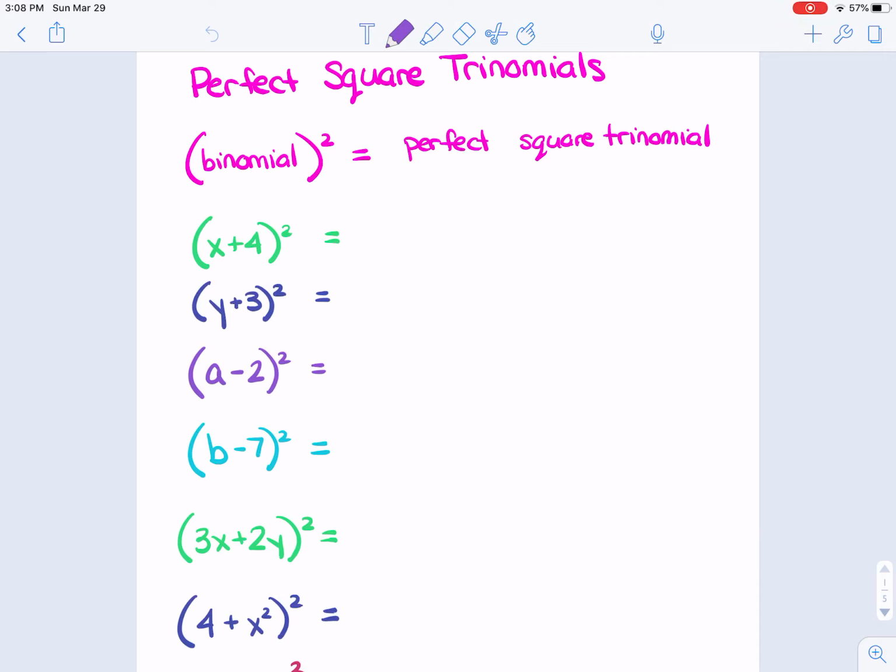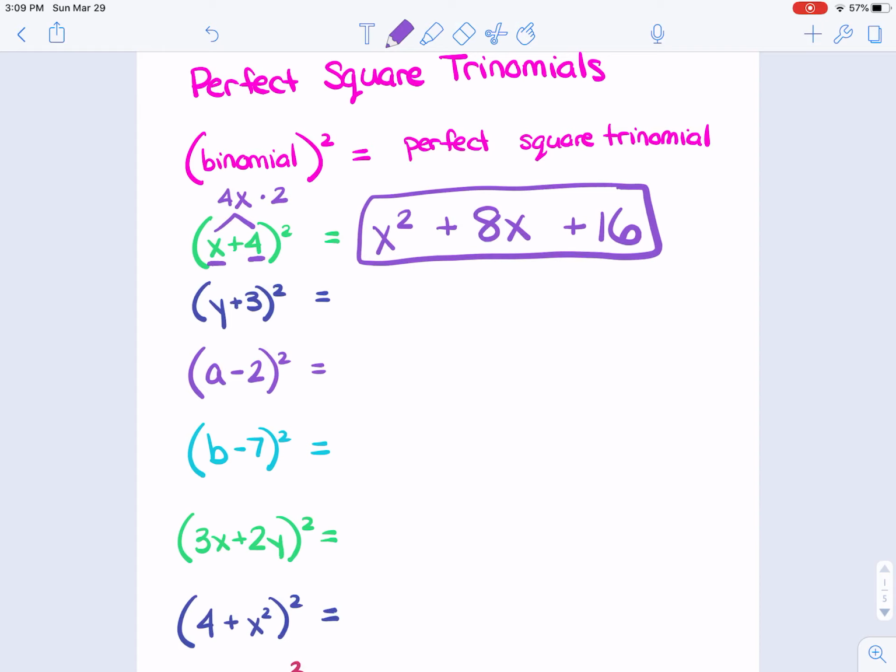So what you're going to do, for the first term, you take the first letter or number, variable, whatever it is, in the binomial, and you square it. That is going to give you your first term. Then you take the second one, and you square that one. So 4 squared gives me 16. That's going to give you your third term. Now for the middle term, you multiply these two together, which gives me 4x. X times 4 is 4x. And then you multiply that by 2. It always gets multiplied by 2. Therefore, I have x squared plus 8x plus 16.